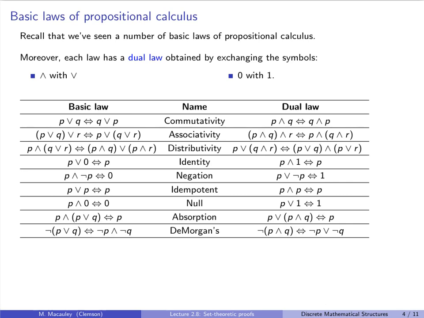Next one, idempotent, says P or P is equivalent to P. And the dual is that P and P is equivalent to P. The null law is P and false is always false. And the dual of that is that if you take an and or an or statement with 1, you always get 1. Absorption is just P and (P or Q) is equivalent to P. And the dual is P or (P and Q) is equivalent to P.